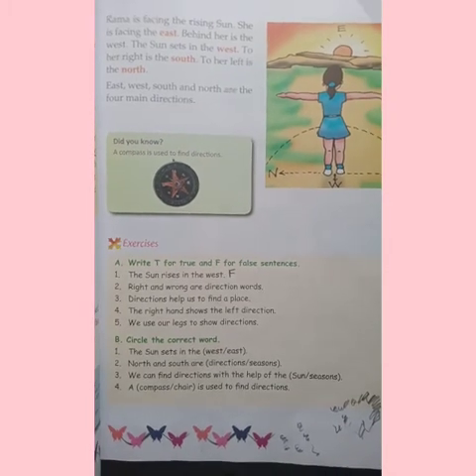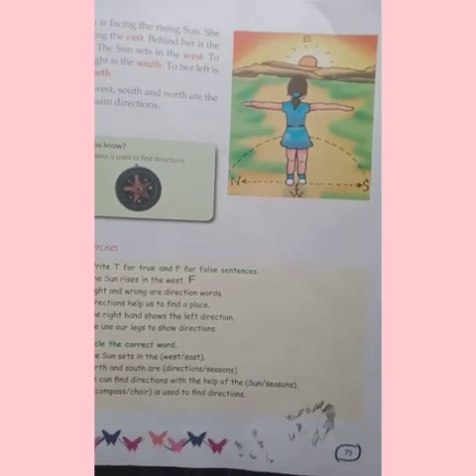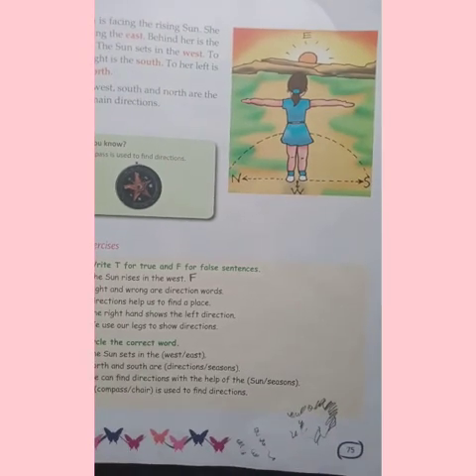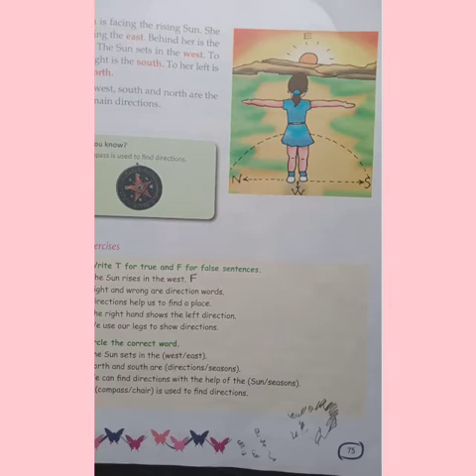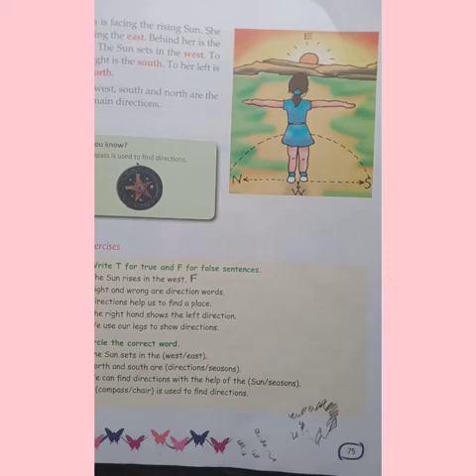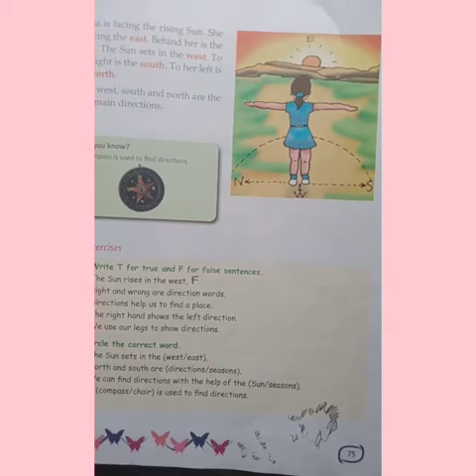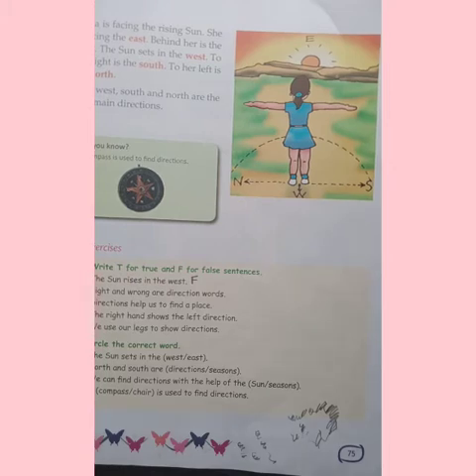So here in this picture you can see she is Rama. She is facing the rising sun. Which direction is she facing? She is facing towards the sun rising. So where does the sun rise? Yes, you should know that. Sun rises in the east direction. Where does the sun set? Yes, sun sets in the west direction.